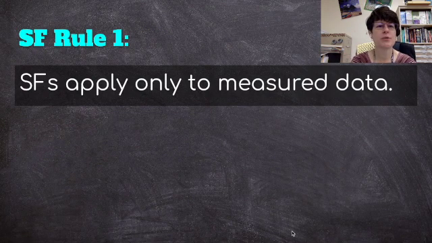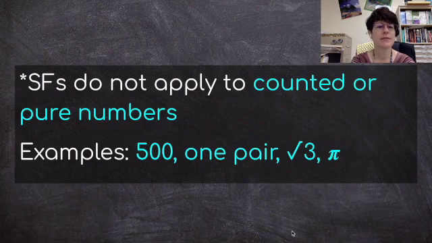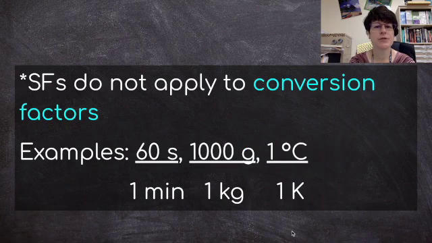So significant figure rule number one is that significant figures apply only to measured data. Significant figures do not apply to counted or pure numbers. For example, if we count exactly 500 pennies or 500 of something, it doesn't apply. One pair, the square root of 3 or pi, okay? It does not apply to these types of numbers. Significant figures do not apply to conversion factors either, okay? Because these are exact quantities, so it does not apply when we talk about our rules.